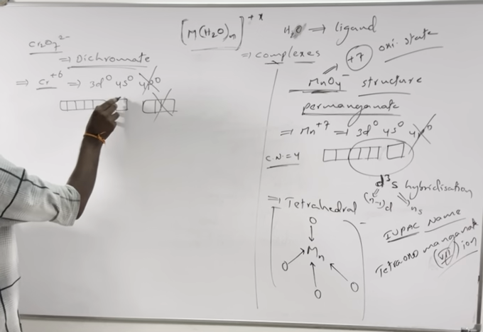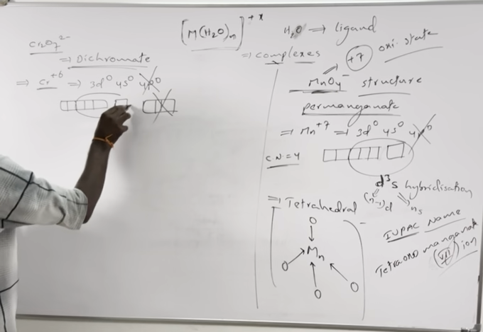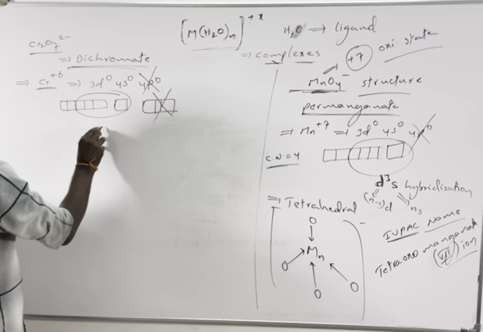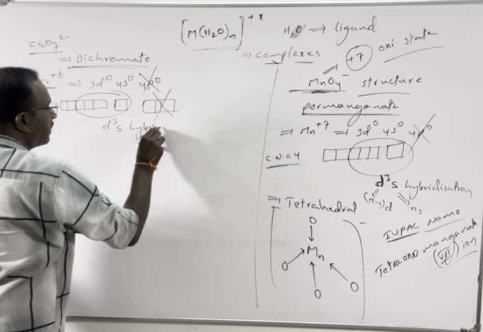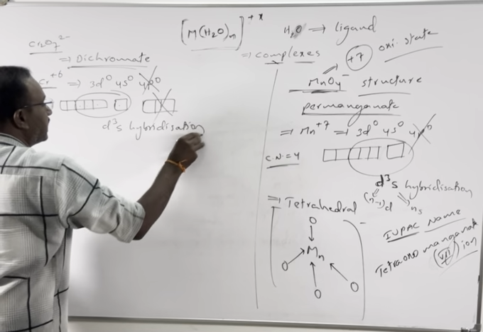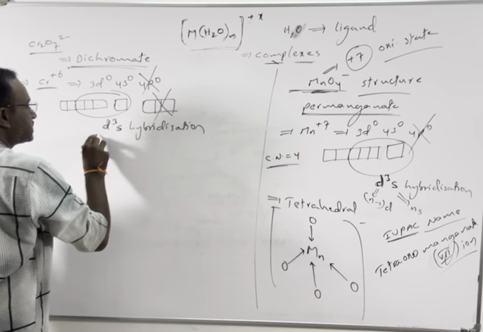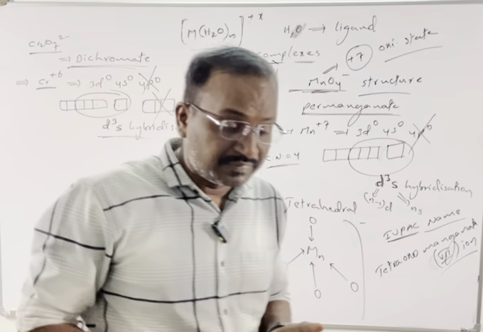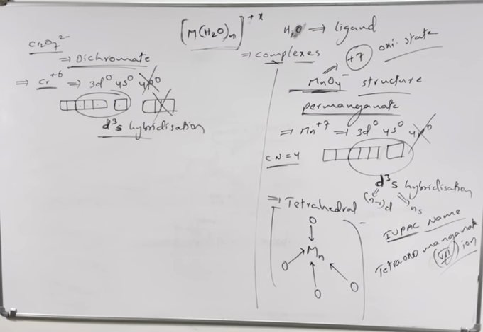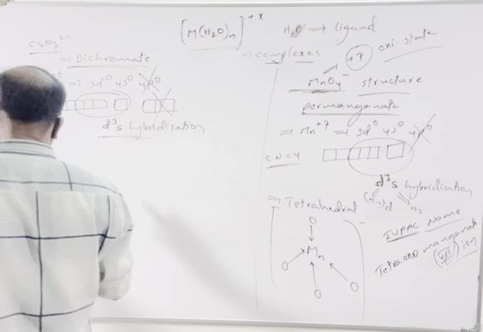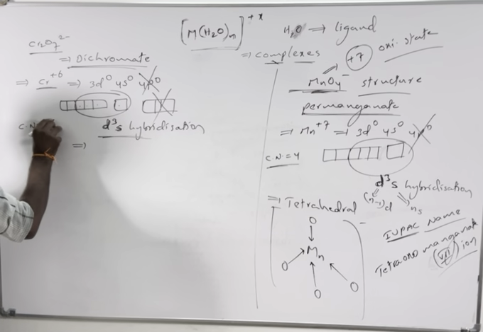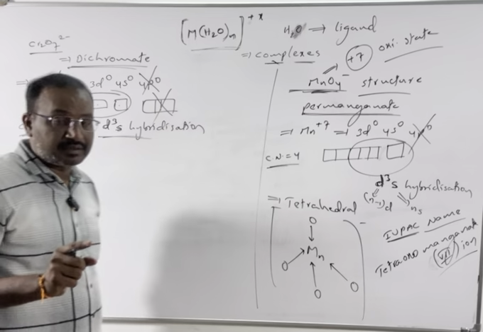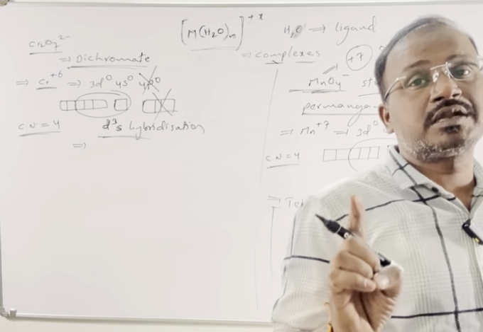In this case also, the same: 1 s orbital, 3 d orbitals, 1 2 3, so 4 undergo d3s hybridization, same as that of permanganate. According to valence bond theory, in dichromate also the hybridization is d3s. So d3s hybridization means the coordination number is 4, not 7. Please remember, coordination number is not 7. Here the coordination number is 4.